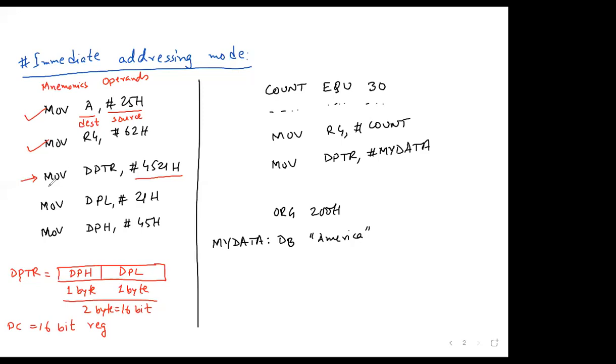But if you want, instead of using this single instruction, you can use these two instructions, which give you exactly the same result. In the first one, you are moving the number 4521H directly to DPTR. In the next ones, first you are moving 21H into DPL, the data pointer low byte, and in the high byte, you are moving 45H. So together in DPTR, the number will be 4521H. All these are examples of the immediate addressing mode. Is it understood up to this?